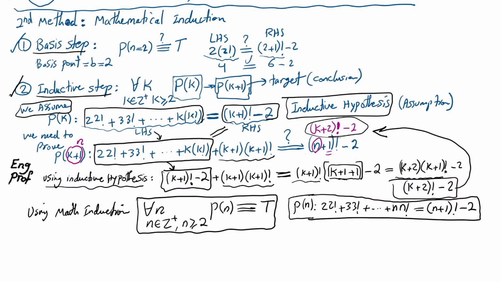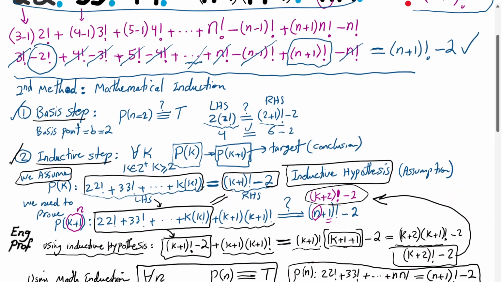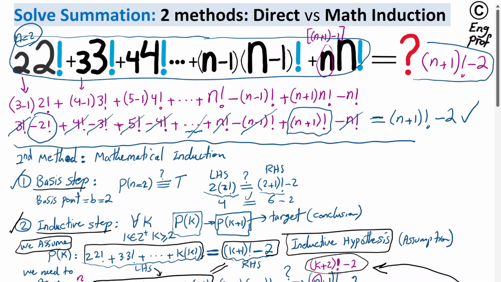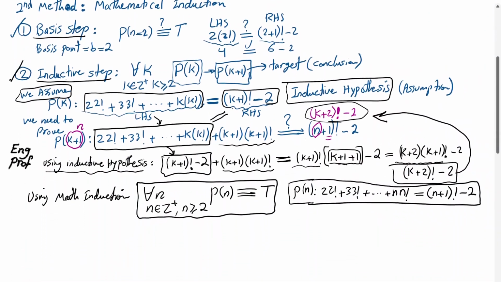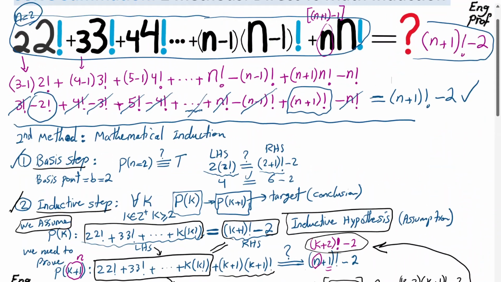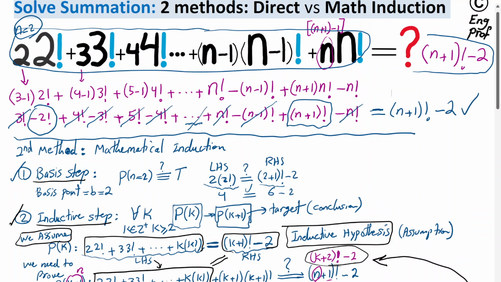Left hand side is equal to right hand side. So I showed and proved that this summation converges to this closed form formula. There is a closed form formula in this format for this series or summation, and I proved it using two methods: one quick direct proof method, and the second one mathematical induction. I hope that this example is helpful in illustrating two proof methods for a summation or math series, in which we are using the direct method and math induction.